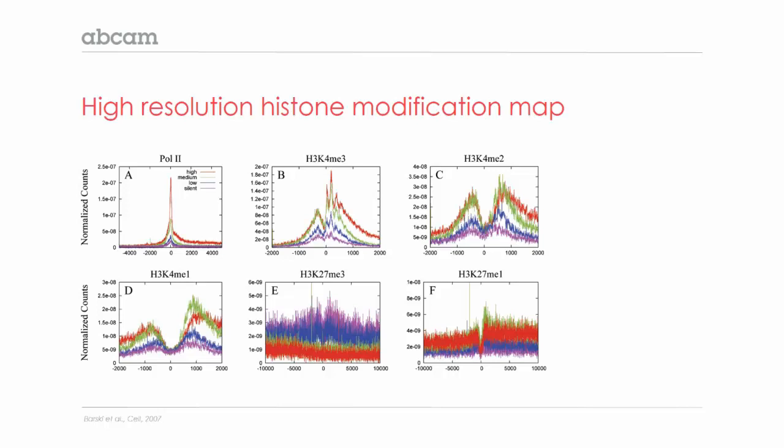We can see the binding of RNA polymerase II right at the transcription start site of the active genes, and if we look at the histone modifications, we can see a nucleosome-depleted region right at the transcription start site where no histones are bound, with the marks of activation, H3K4 methylation, present around the start site in active genes, and the mark of repression, H3K27 trimethyl, present at the silent genes.